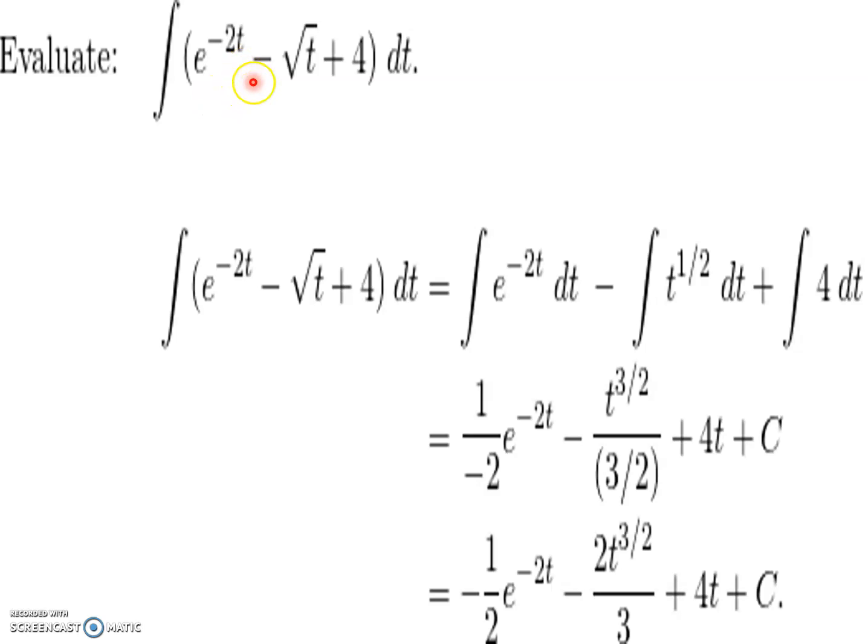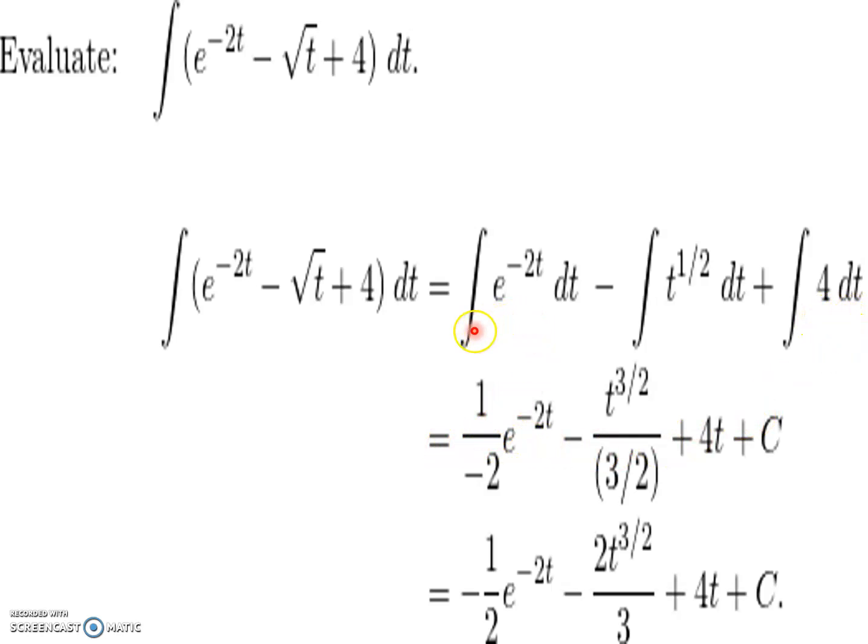Now, e raised to minus 2t minus root t plus 4 dt. Here t is the parameter, so we have to integrate with respect to t only. We know that we have to separate the integration: the integration of e raised to minus 2t dt, minus the integration of t raised to 1 by 2. We know that root a is equal to a raised to 1 by 2. And the integration of 4 dt is what? We have to take the constant 4.